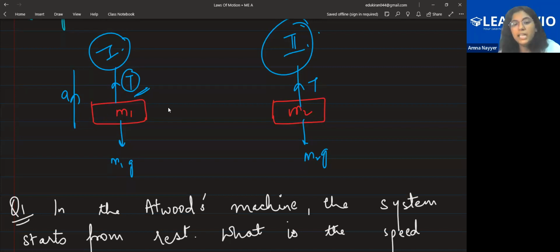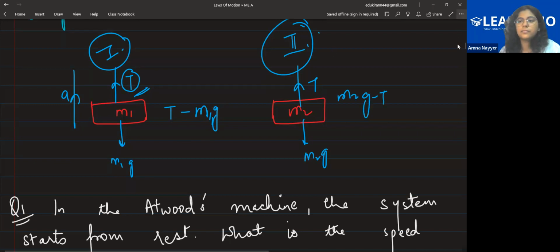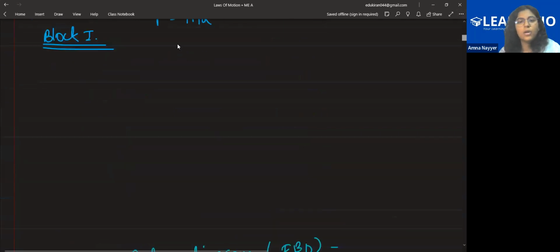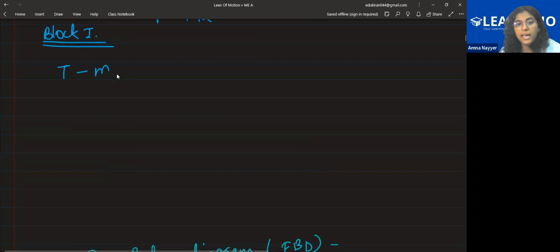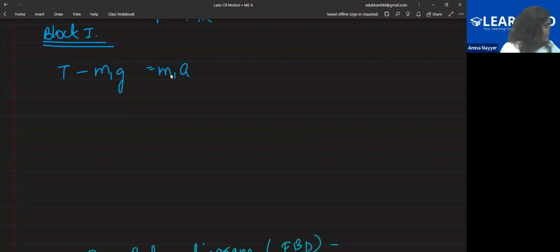So acceleration is upward. So T minus m1g will be the net force. Here m2g minus T will be the net force. So what will be for our block? T minus m1g. This is the net force. Net force is equal to what? Mass into acceleration. T minus m1g is equal to m1 into a. This is our first equation.